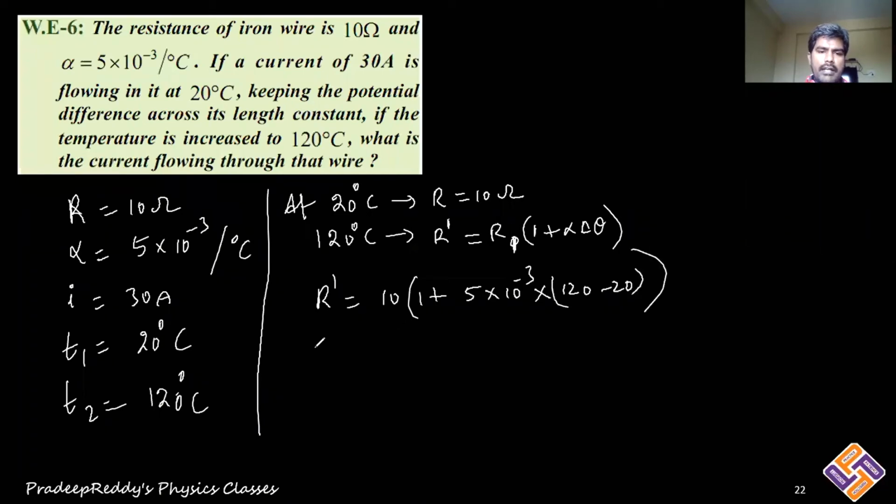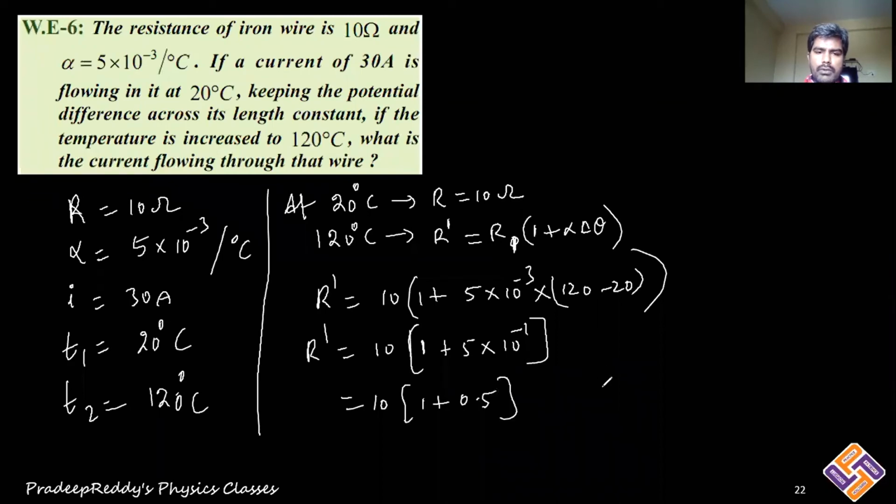This gives you R dash, that is 10 into 1 plus 5 into 10 power minus 1. This is 10 into 1 plus 0.5, which is equal to 10 plus 5, equal to 15. R dash is equal to 15 ohm. So at temperature 120 degrees Celsius, the value is 15 ohm. Therefore current also changes.